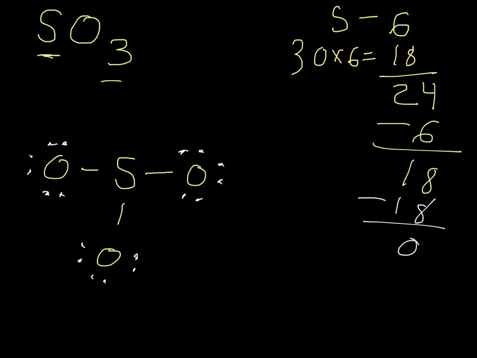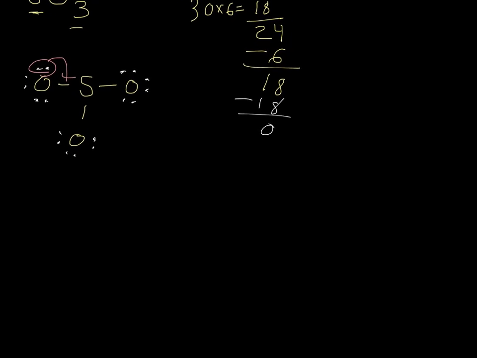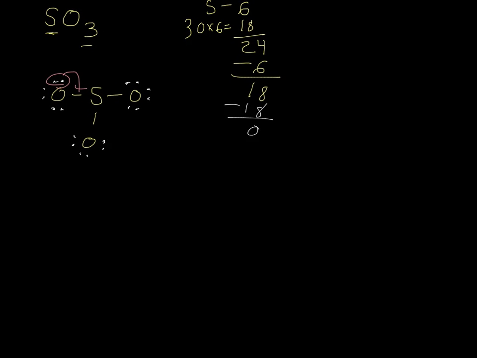And you're saying, not a problem, we got this. How do we got this? We got this because we know we can form a double bond, and that's exactly what we're going to do. We're going to take a pair from one of those oxygens and form a double bond. And when we do that, we get that structure. Now, is everybody happy?